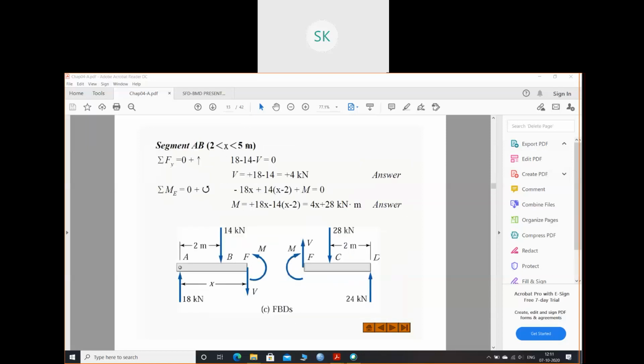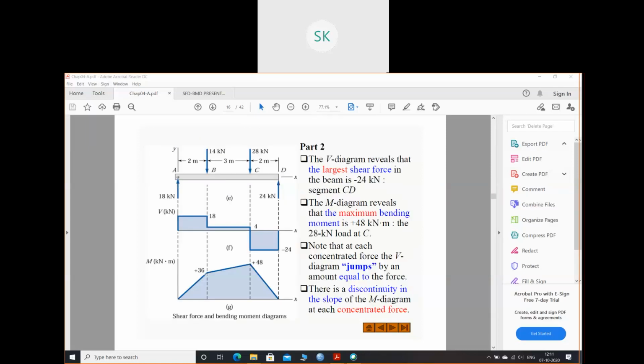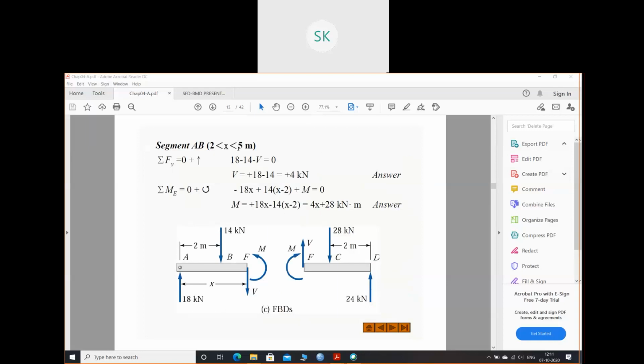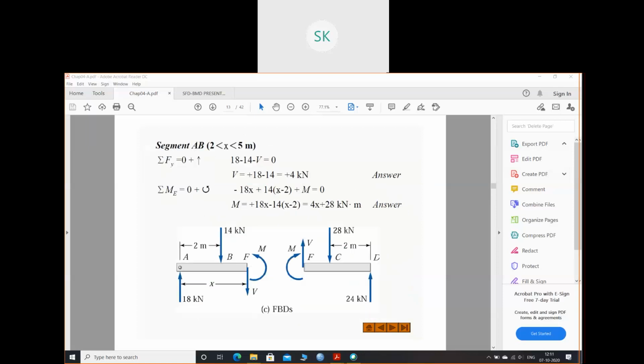Then we'll move to the 2 to 5 section. If I place the value of 2 in this equation, what will be my value? 14 into 2 is 28, 28 plus 8 is 36. So it will be the same 36. Okay. Then if I place 5 here, 4 fives are 20, 20 plus 28, 48. So this is my 48. Right. Then this part is over.